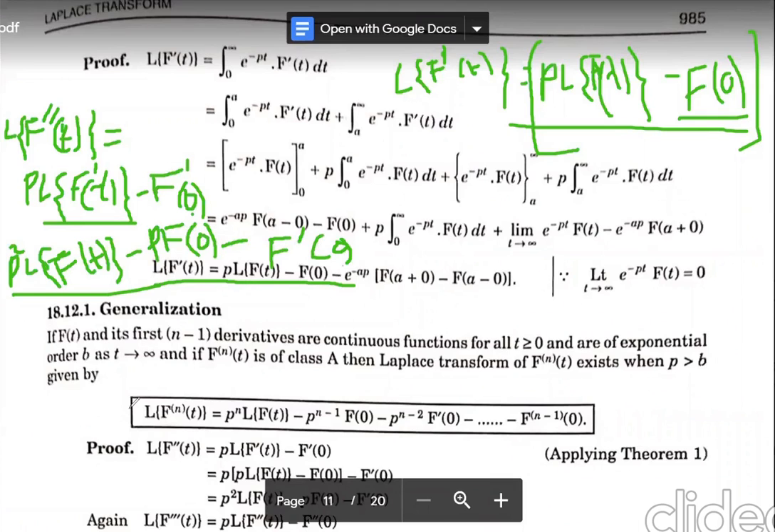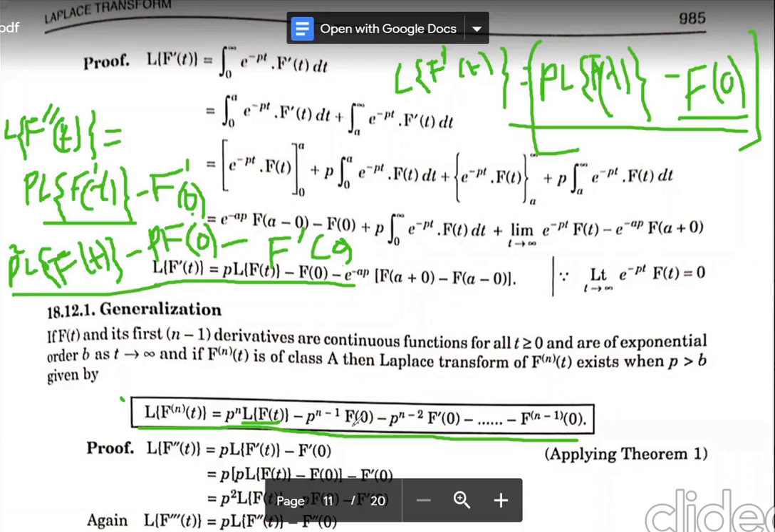So see here, this is the general form of the Laplace transform. Very simple. For nth order, the power of p should be n. First, start with p to the power n, the Laplace transform of f of t. After that you won't get any Laplace transform. After that, all minus signs will come. Minus, then the power of p decreases by 1, then f of 0.